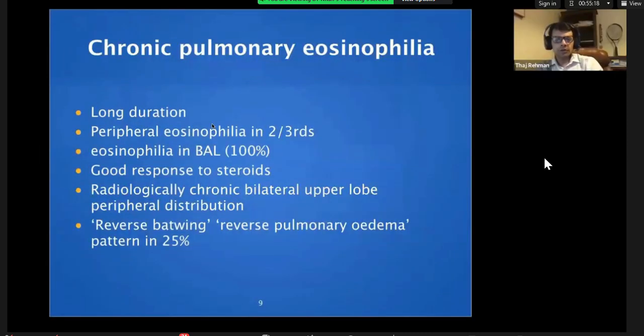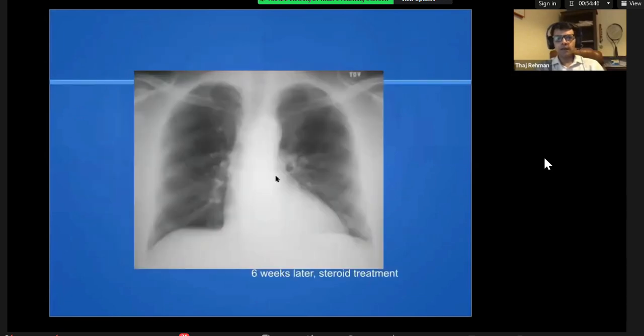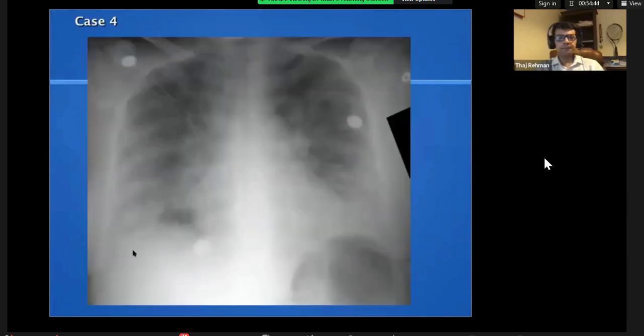So this is chronic pulmonary eosinophilia. I don't think we can make that diagnosis entirely by the X-ray. It requires bronchoalveolar lavage. I don't think this might come up in the exam, but just for completion, this is a sign that I wanted to identify: reverse batwing or reverse pulmonary edema appearance, as shown in the X-ray, is not typical, but quite contributory to make the diagnosis of chronic pulmonary eosinophilia. And after steroid treatment, they completely disappear. Next one.